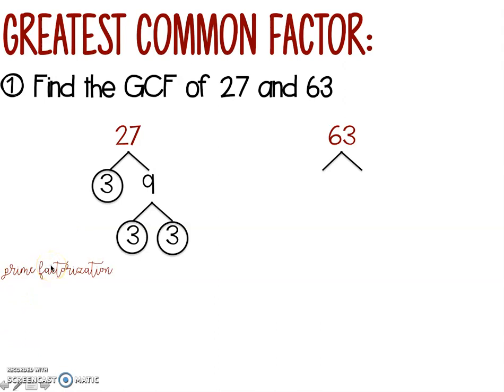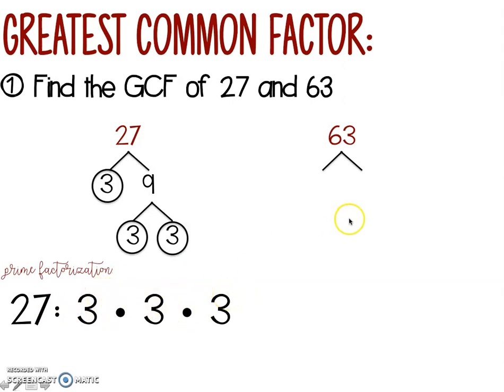The prime factorization is just a list of the prime numbers. So we look at 27, and we said that if you multiply 3 times 3 times 3, it'll give you 27. So that's what I'm going to write. The prime factorization of 27 is 3 times 3 times 3.